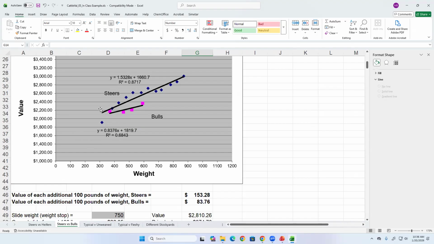So at real light body weights under 400 pounds, it's not that far off of what a steer would bring. Okay. As that animal gets bigger, the difference between steers and bulls gets bigger. This is pretty typical of what you're going to see every day. Okay.